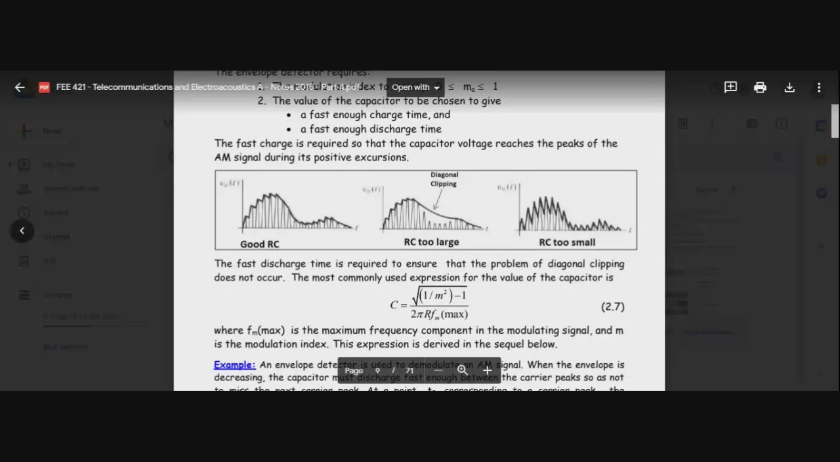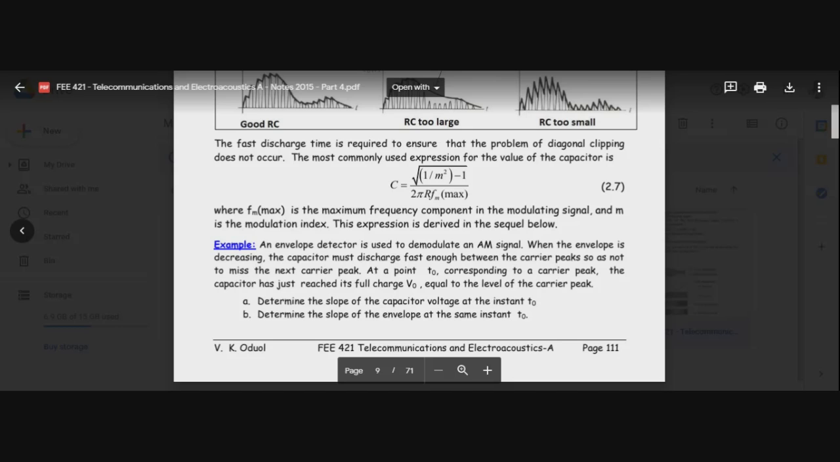So what you want is to make sure that the capacitance is just right, and that the first diagram is the job. Okay. But that formula is useful.